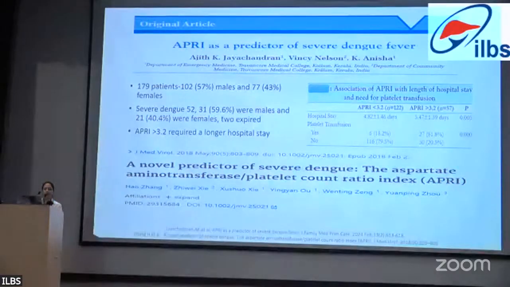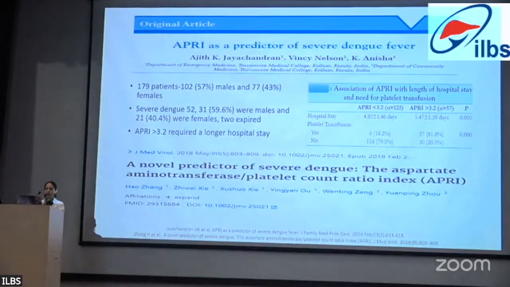This was another study conducted by Jayachandra et al., which showed EPRI as a predictor of severe dengue. In this study, there was a significant association between the EPRI value and hospital stay with a p-value of less than 0.005. A total of 33 patients required platelet transfusion, among which 27 patients had an EPRI score of more than 3.2. This was significant with a p-value of 0.00.